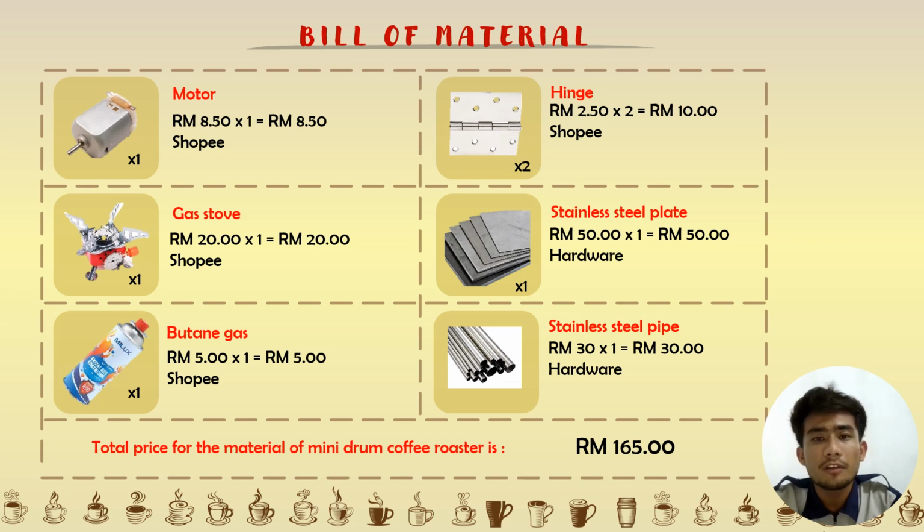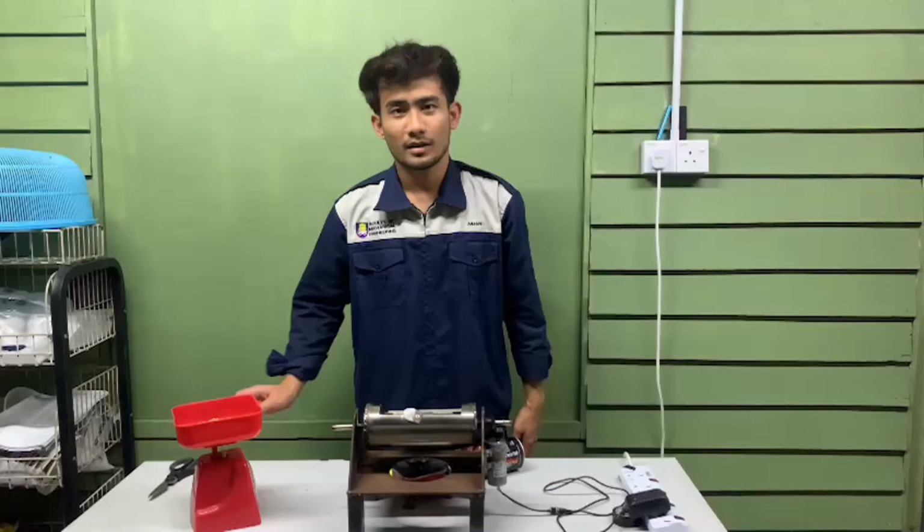Next, as for the bill of material of my product, I have used at least 6 components. The first one is a motor, a gas stove, a butane gas, hinge, stainless steel plate, and stainless steel pipe. The total price for the material of the mini drum coffee roaster that I have used is 165 ringgit Malaysia.